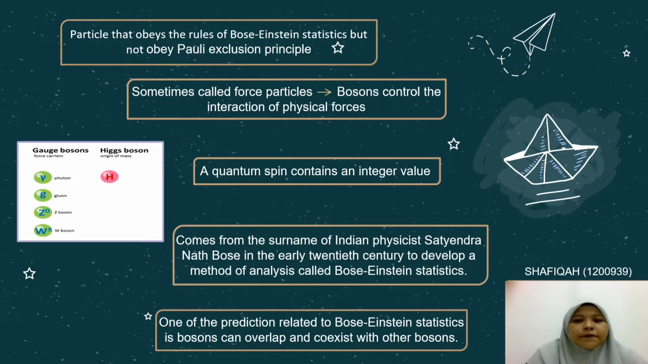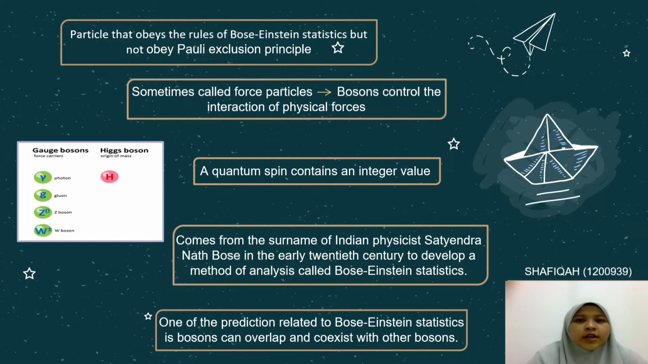Because of the prediction, it is possible for the photon to become a laser, and some matter is able to form the exotic state of Bose-Einstein condensate. According to the standard model of quantum physics, there are a number of fundamental bosons which are not made up of smaller particles, including basic gauge bosons. As we can see in the figure, we have the gauge boson and the Higgs boson.